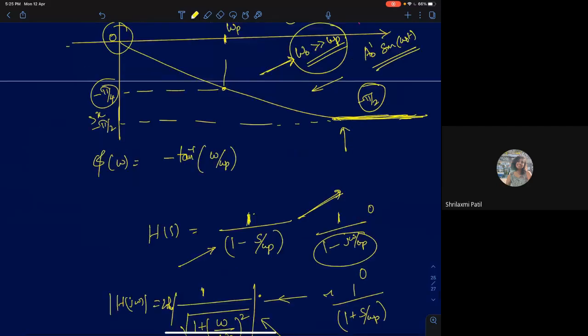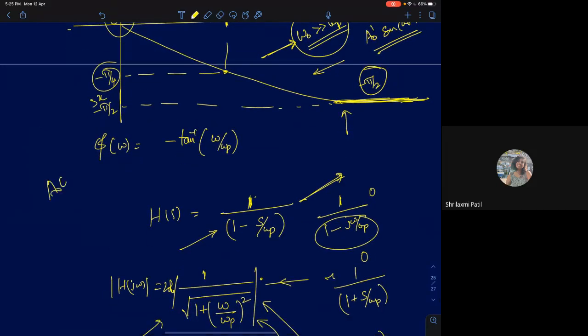So what you will get here is that A naught cos omega naught t is your input. The amplitude is going to be modified based on the magnitude response. So I can write it as A naught upon root of 1 plus (omega naught by omega p) the whole square. That's your magnitude response. Amplitude will be changed by this. The phase will be cos of omega naught t minus pi by 2. This will be the function. So this cos of omega naught t minus pi by 2 will be sine of omega naught t.